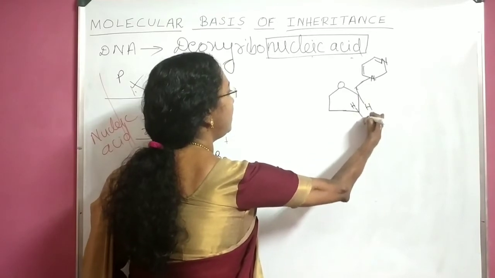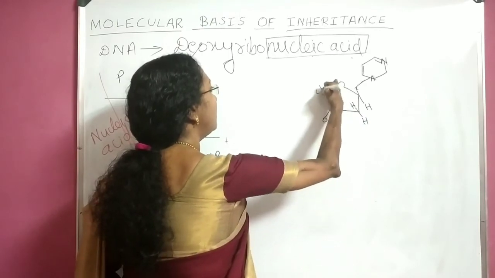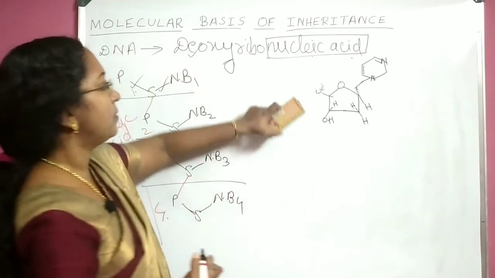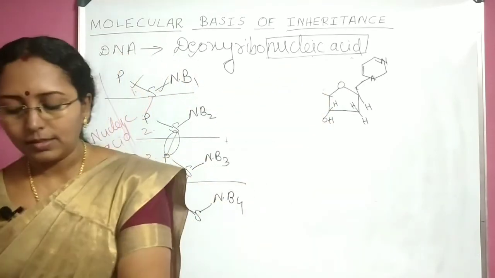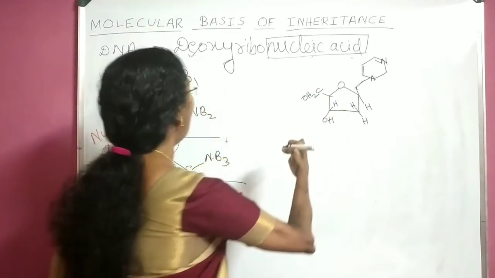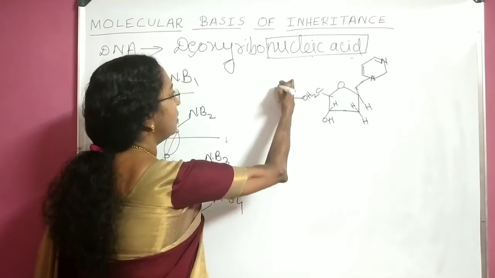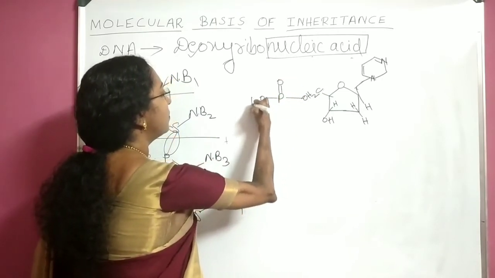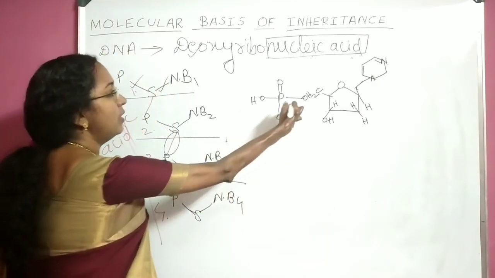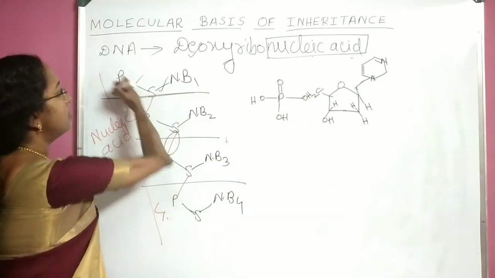Second position, it is H, H, only then it becomes deoxy. Third position, it is H, OH. Fifth position, it is CH2O, and that O here is bonded to our phosphate. Okay, rest of the valencies are the same. This is the structure. There were 3 OH groups here. Now 1 OH got bonded here. This is my first area. This much I have drawn there.